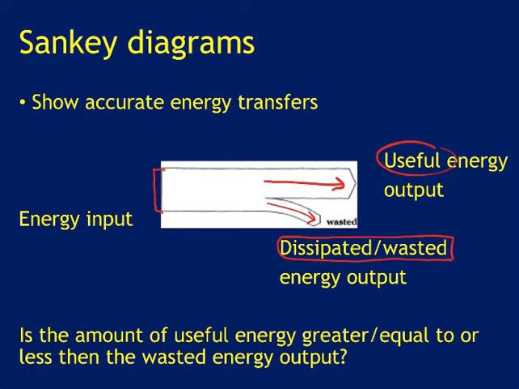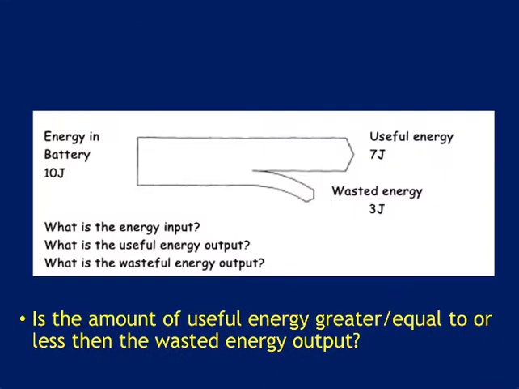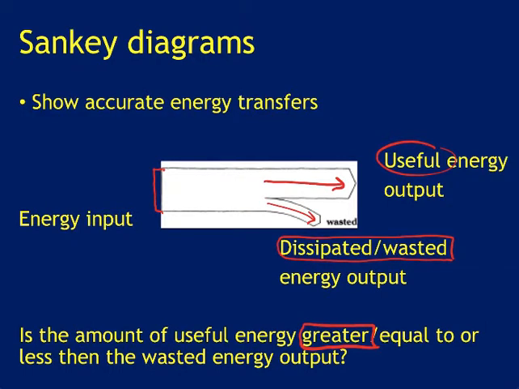Now, looking at this Sankey diagram, is the amount of useful energy greater, equal, or less than the wasted energy output? I'm hoping by looking at that particular diagram above, you are saying that the amount of useful energy is greater. So that means this is going to be an efficient piece of equipment. Okay, so you are going to make sure you have this taken down as your rag notes.